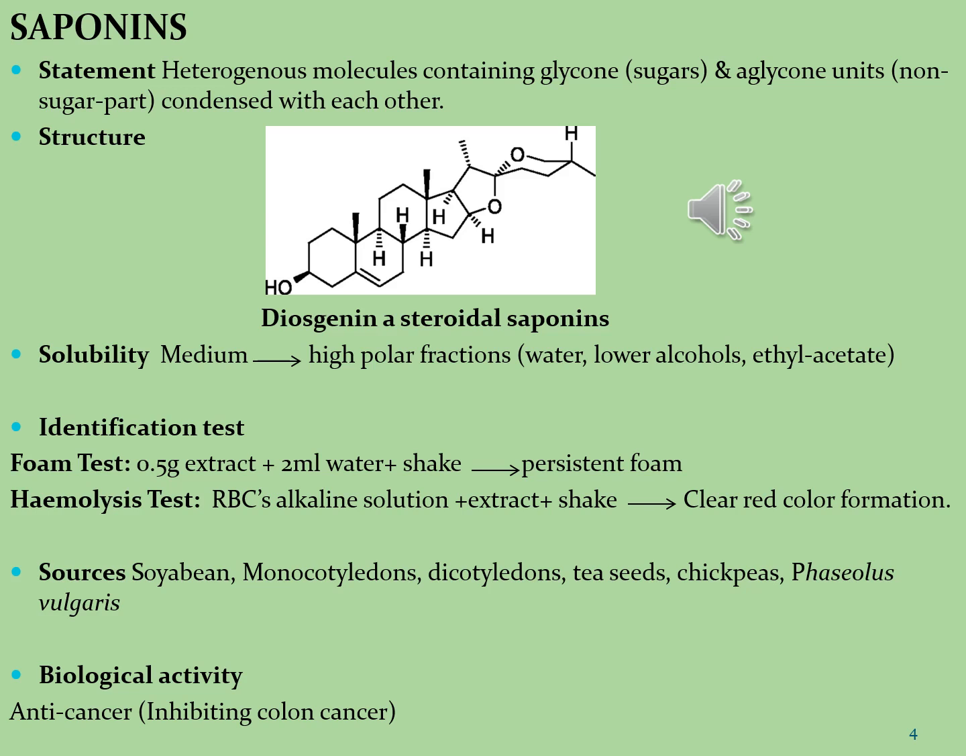The second test is the hemolysis test. In this test, red blood cells in alkaline solution are added to the extract of saponins and then shaken. We observe color formation, which indicates the presence of saponin molecules. Saponins are isolated from different sources, and those sources are soybeans, monocotyledons, dicotyledons, tea seeds, chickpeas, and Celosia vulgaris. Saponins also have biological activity. These act as an anti-cancer agent that inhibits colon cancer.